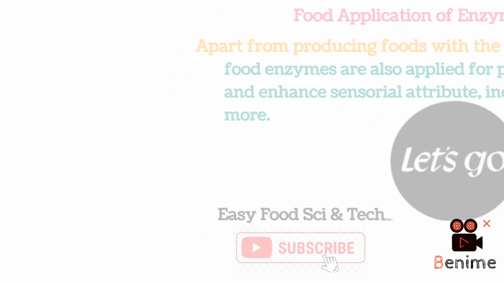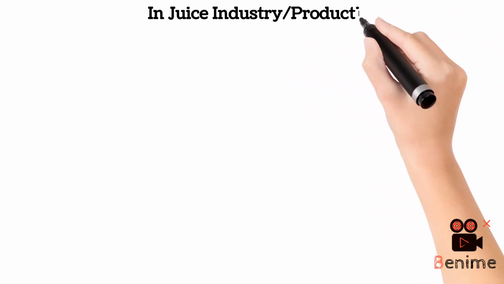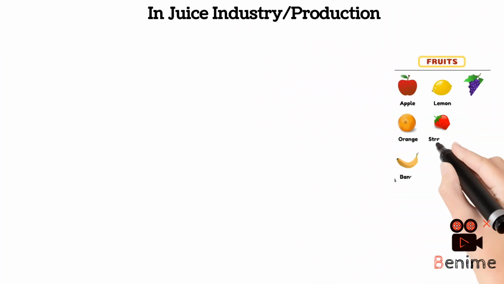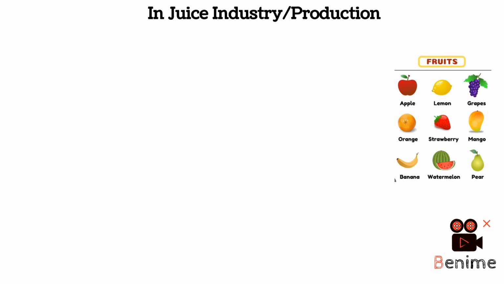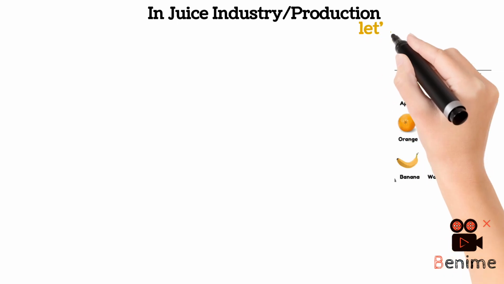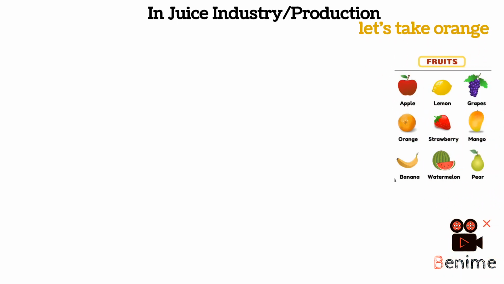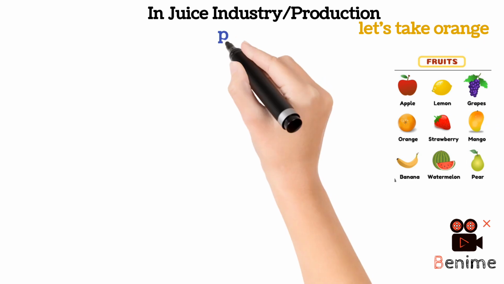Starting with juice production, which can be made from apple, lemon, grape, orange, banana. Let's take orange because it is the cheapest. We will use a simple flowchart to show why, when, and where to apply the enzymes.